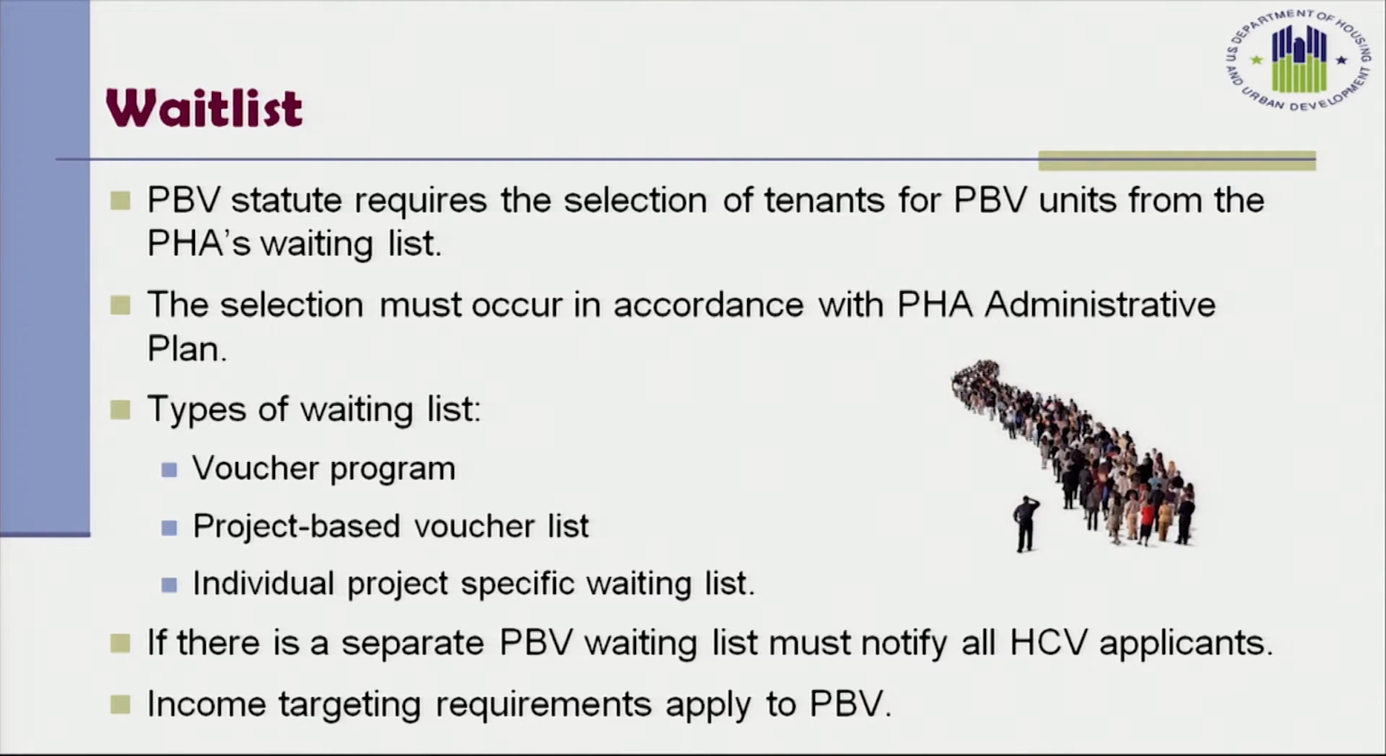The types of waiting list are the voucher program waiting list, the project-based voucher list, or the individual project-specific waiting list. If there is a separate PBV waiting list, the PHA must notify all HCV applicants, and income targeting requirements apply to PBV.